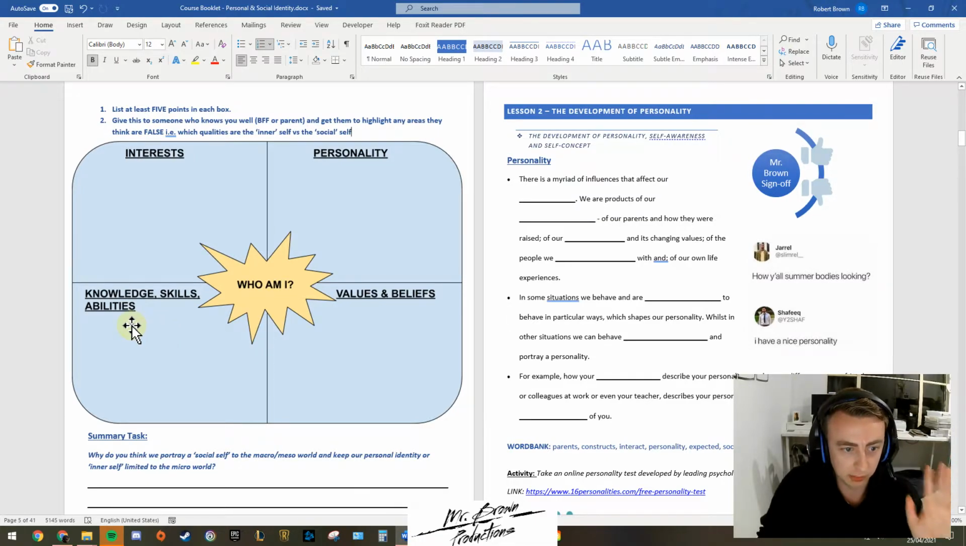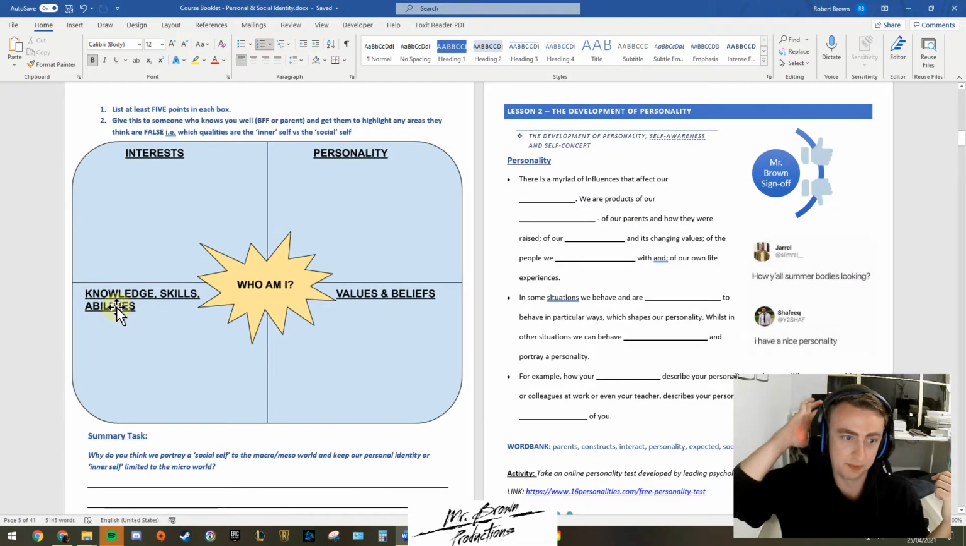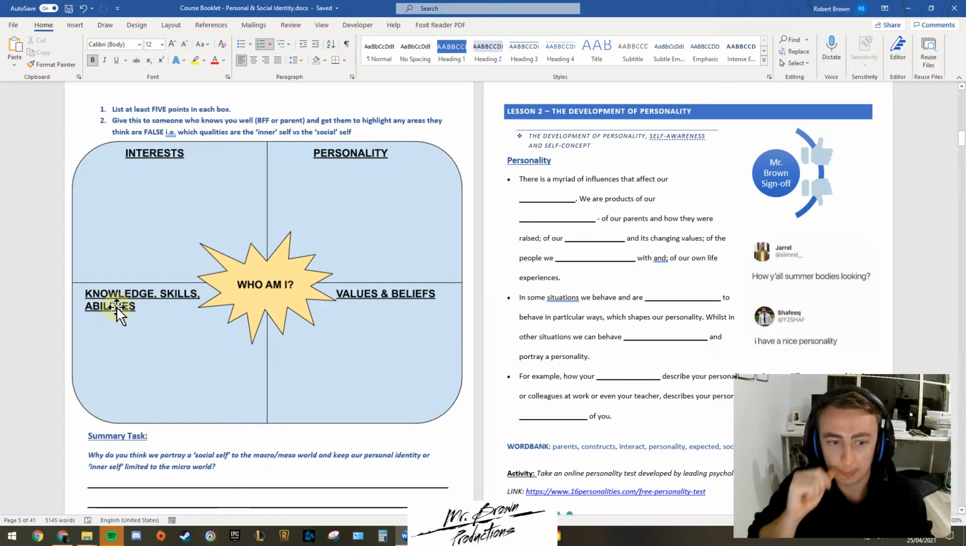Whatever it is, I want you to list 5 abilities. Do you play an instrument? Are you really good at swimming? It doesn't even have to be sporting or physically related. Do you have a really good ability to talk to people, generate really good, healthy, robust conversation? Those sorts of things. I want you to put at least 5 in there.